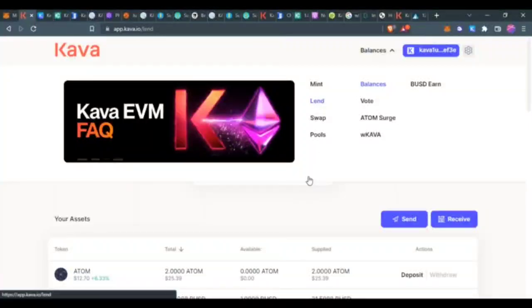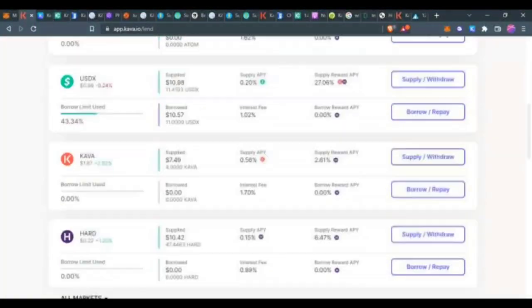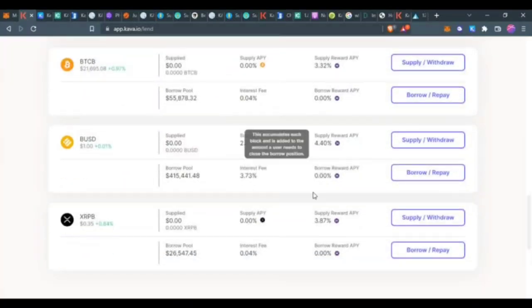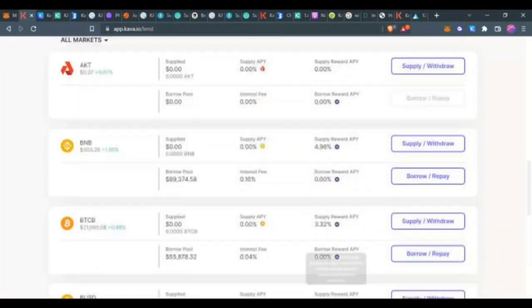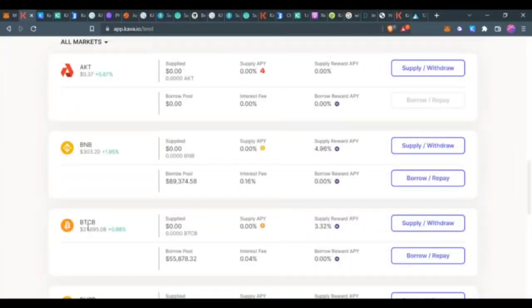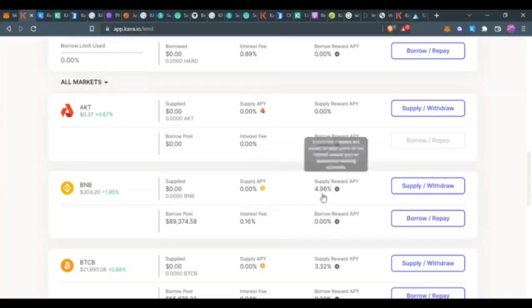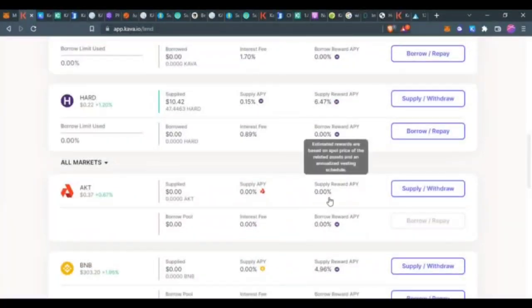But let me look at lending real quick. So you get a 3.87%. And so this is how you can look at some of this too, right? Let's say you're long on XRP. You could grab XRPB and stake it and still get your price percentage gains on XRP, but then still get paid out 3.87% in a token that has about an 1100% upside. Same thing with Bitcoin. You're long on Bitcoin, stake your Bitcoin or lend your Bitcoin out, get paid 3.32% in the hard token. Same thing with BNB, 4.96% in the hard token.